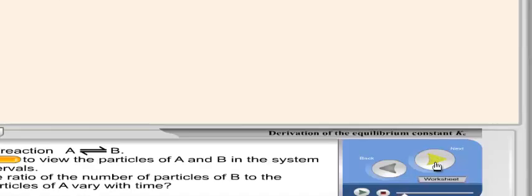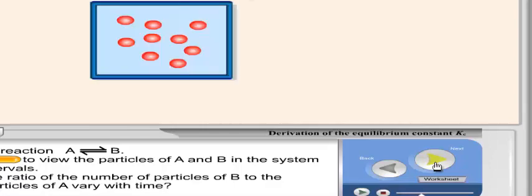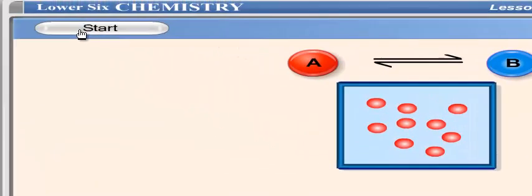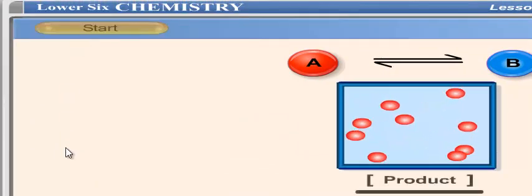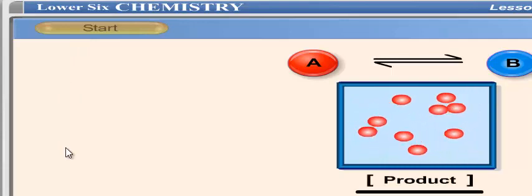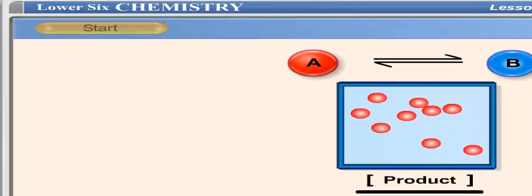Consider the reaction A reversible B. Click the Start button to view the particles of A and B in the system at regular intervals. How does the ratio of the number of particles of B to the number of particles of A vary with time?